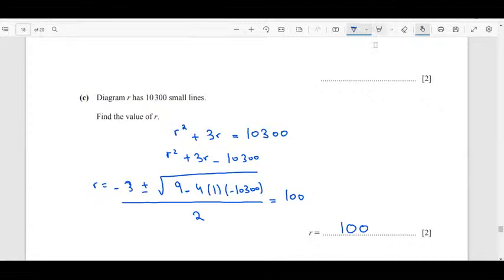So I just used the positive part. I did not talk about the negative one because I knew that it would give me a negative answer. And I cannot get a negative answer because R should be a positive number, right? We have the first diagram, second diagram, third diagram. We do not have minus first diagram or minus second diagram. So R is the number of the diagram. It is supposed to be positive. That is why I just used the positive one. Yes, is that okay? Any doubts?